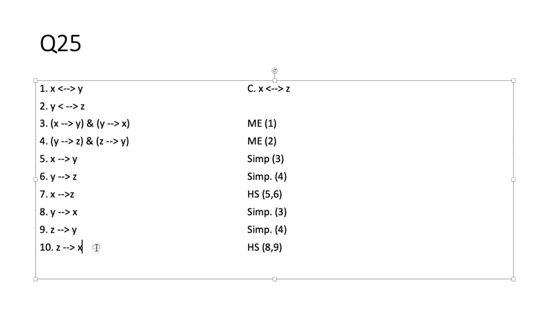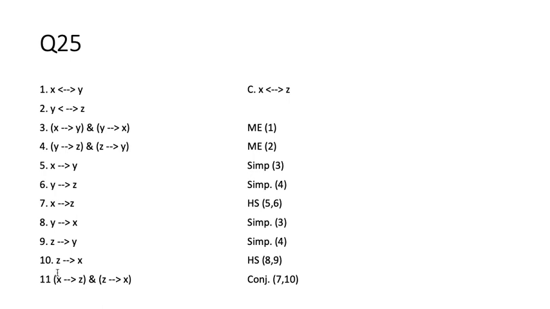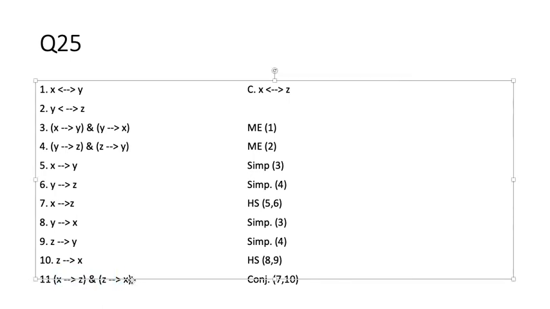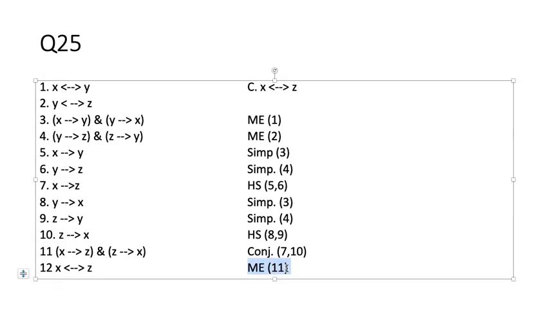And that is exactly what I want, right? Up here I have if x then z. Here I have if z then x. Let's put those together via conjunction. And now I'm just one step away from my conclusion. I have this conjunction of two conditionals that enables me to say, okay, via material equivalence on line 11, I get the biconditional. Nice.